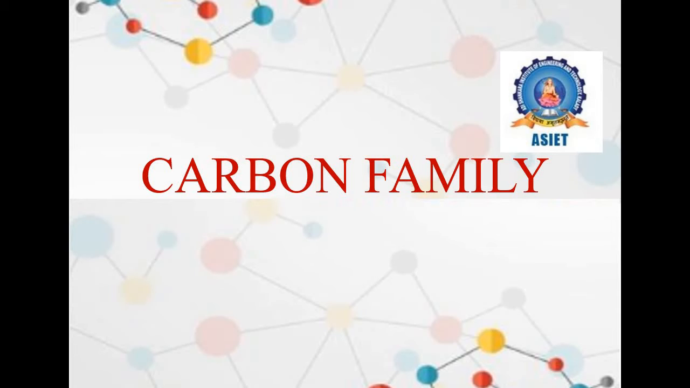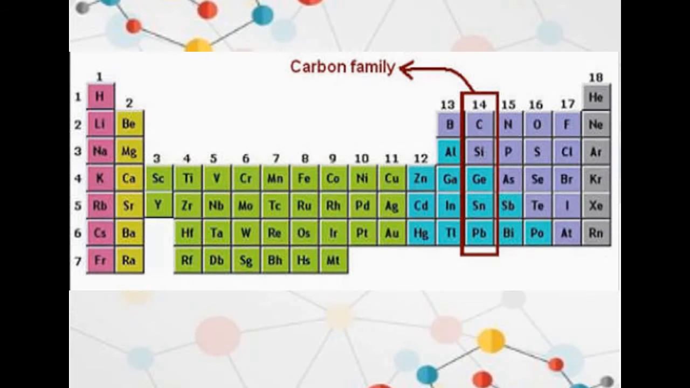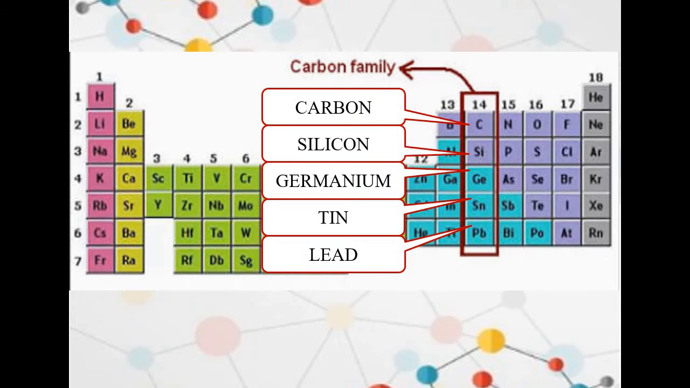Dear students, today we are starting with the topic carbon family. Carbon actually belongs to group 14, so this carbon family is also called group 14 elements. Now look at the different members present in the carbon family. First one is carbon, second one silicon, third one germanium, fourth one tin, and fifth one lead.